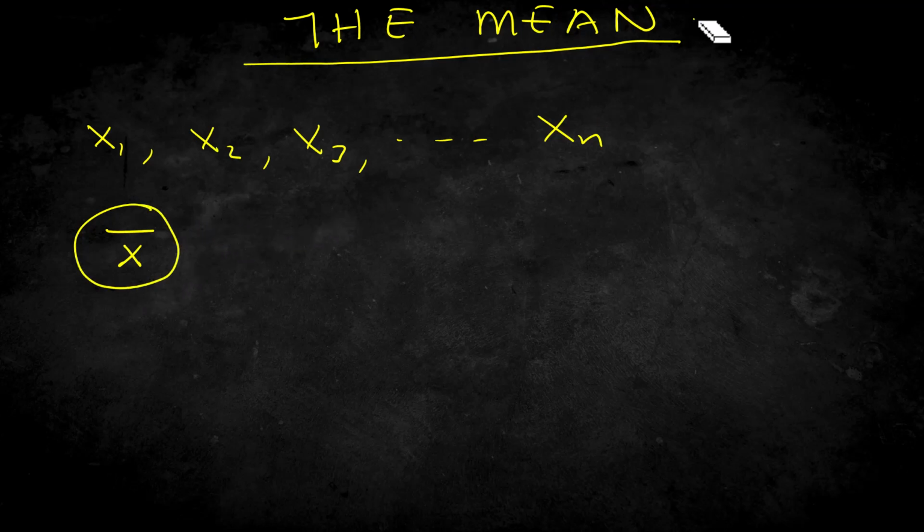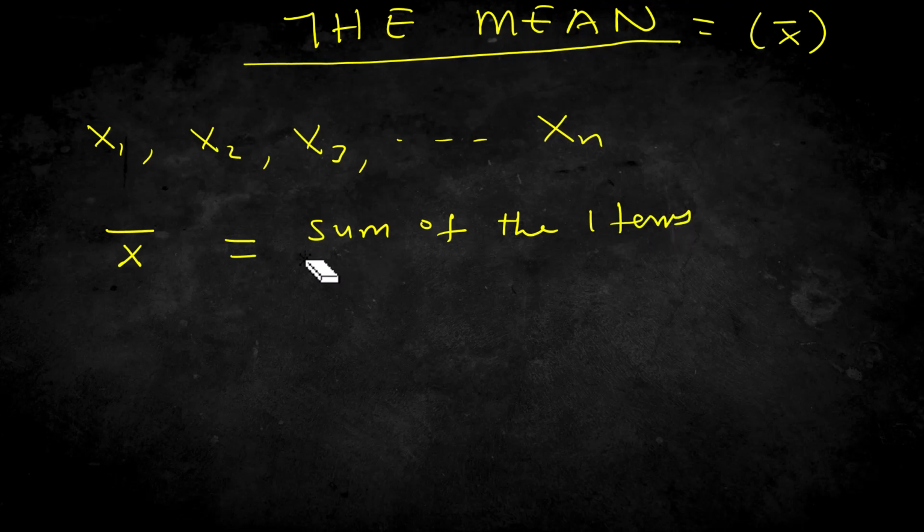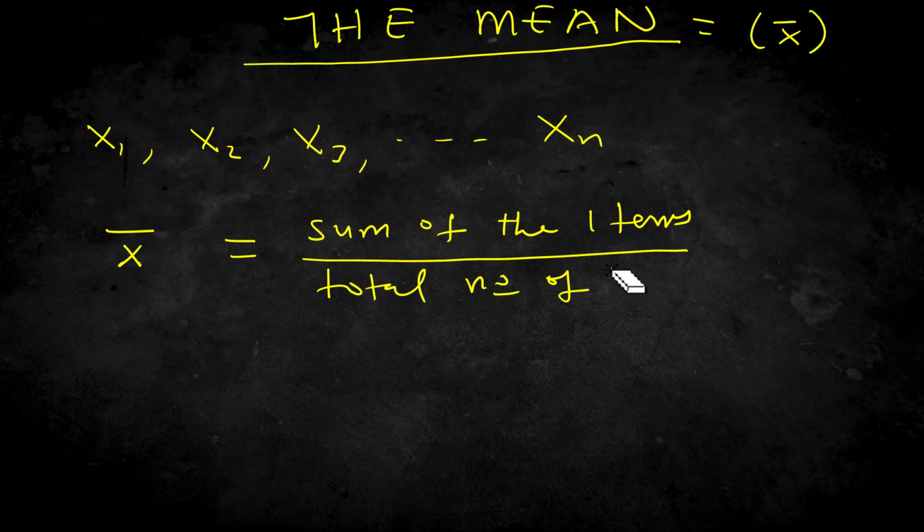So when you're given a set of numbers like this and asked to find the mean, it is simply the sum of the items over the total number of the items.